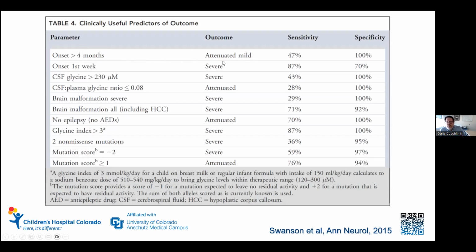And I think that's really important to mention, that some of the very mildest kids can present at a few days of life. It's unusual, but it's possible. And some of the most severe kids can actually present outside of that typical first few days of life. Very unusual.